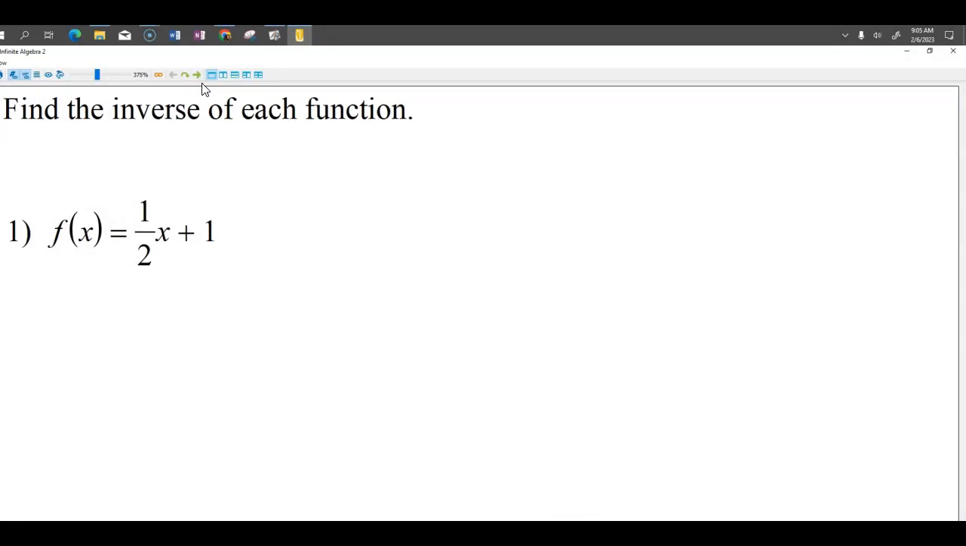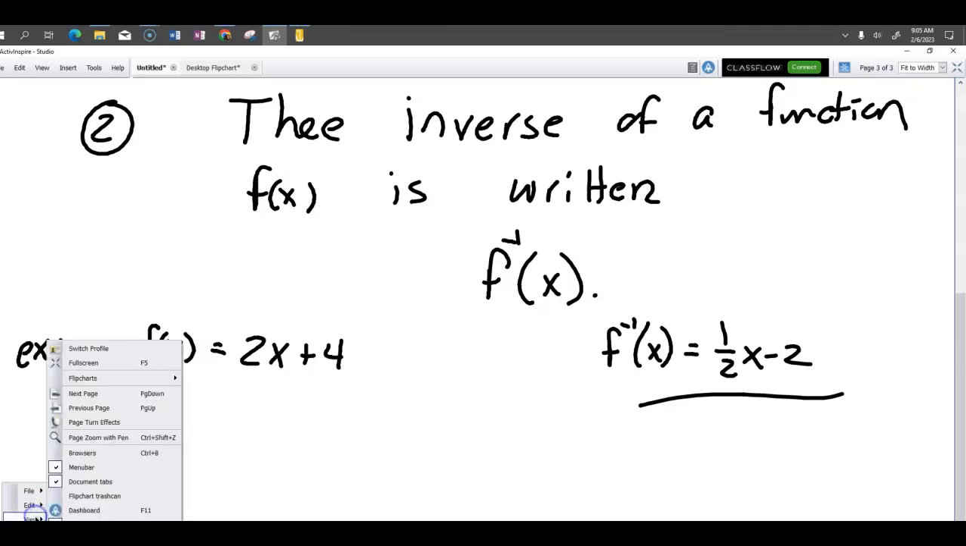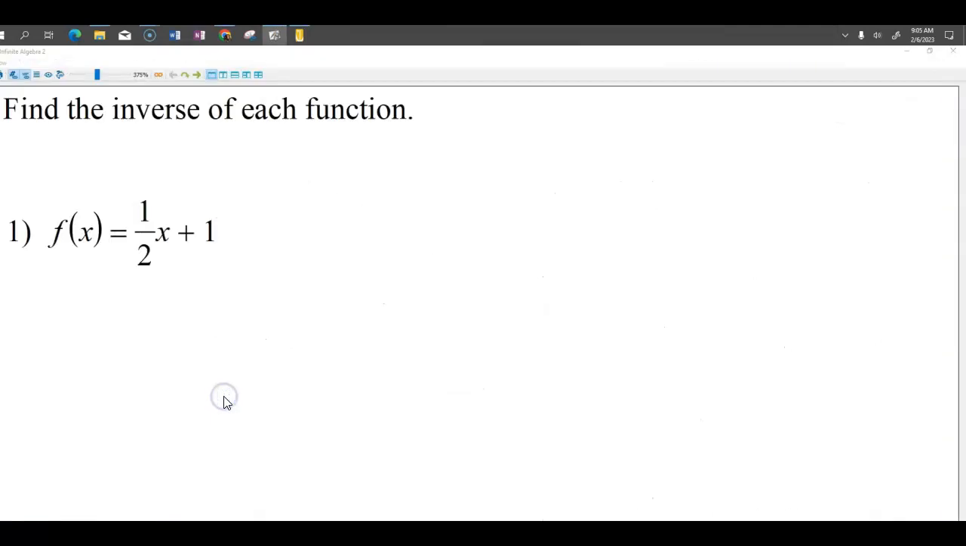All right, let me bring this back into my tools here. All right, so go ahead and write down your directions there. Number 1, we'll call this example 1.